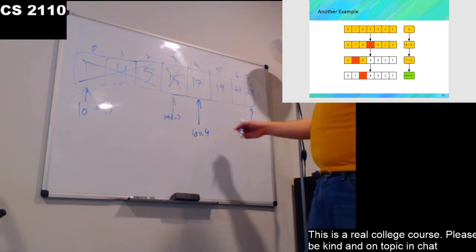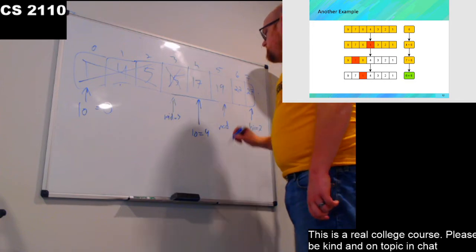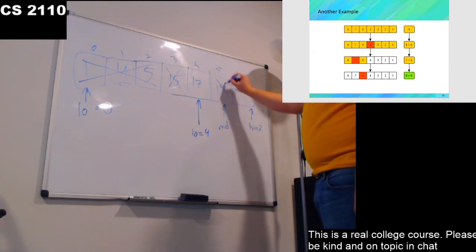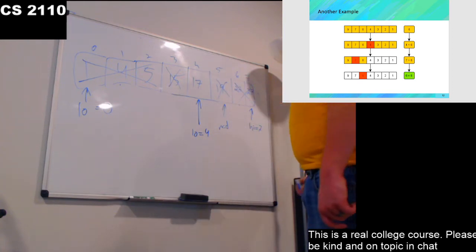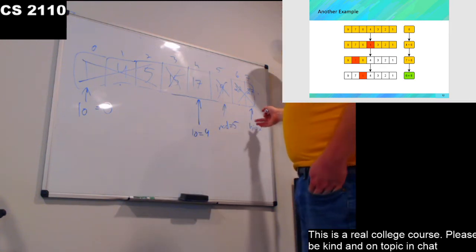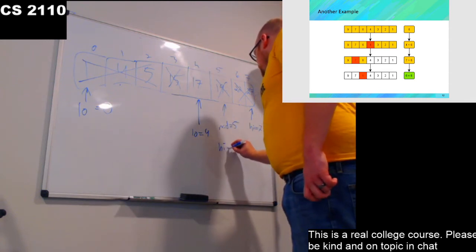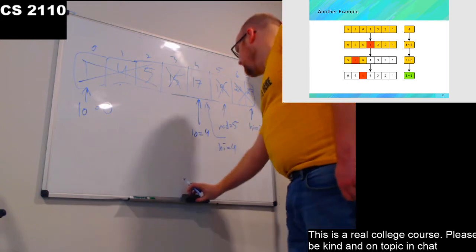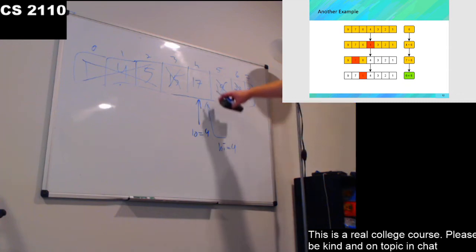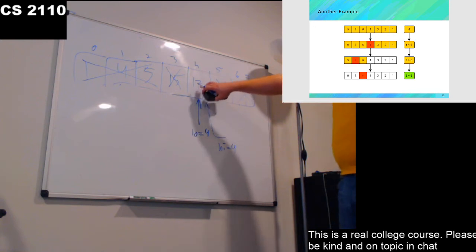So now I find the mid again. 4 plus 7 is 11, divided by 2 is 5. This is my mid. Well, 19 is greater than 17. So it can't be here, and it can't be here either. So I'm going to update my high to be mid minus 1. So my high becomes 4. And I don't need these values anymore. Then from there, oh look! Low plus high divided by 2 is 4, and look, right there, we found 17.